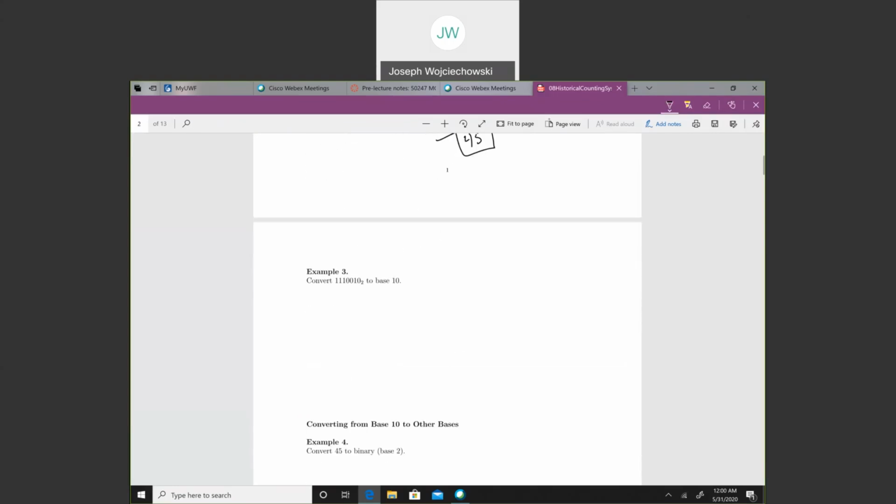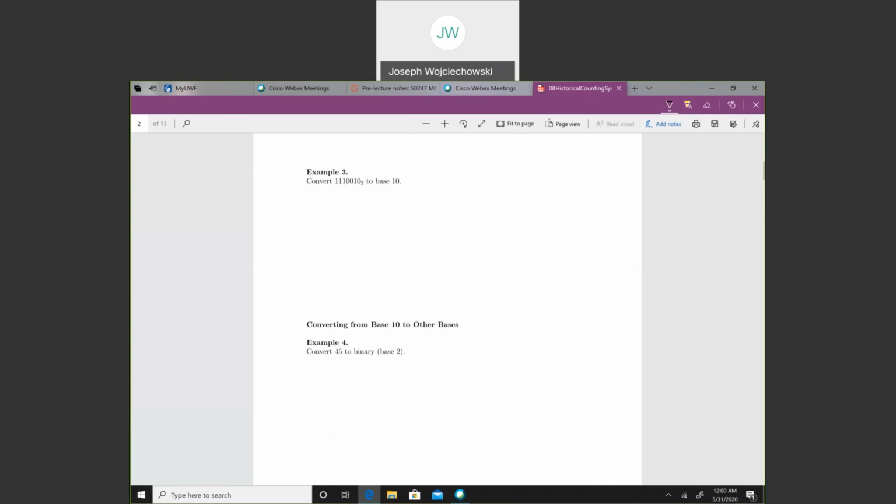Okay, so I've done a couple examples, so I'm going to skip this one. Example 3, I'm going to skip it. If we need to work it, we can do it in the live classes. And now we're going to go the other way. We want to convert 45 to base 2.